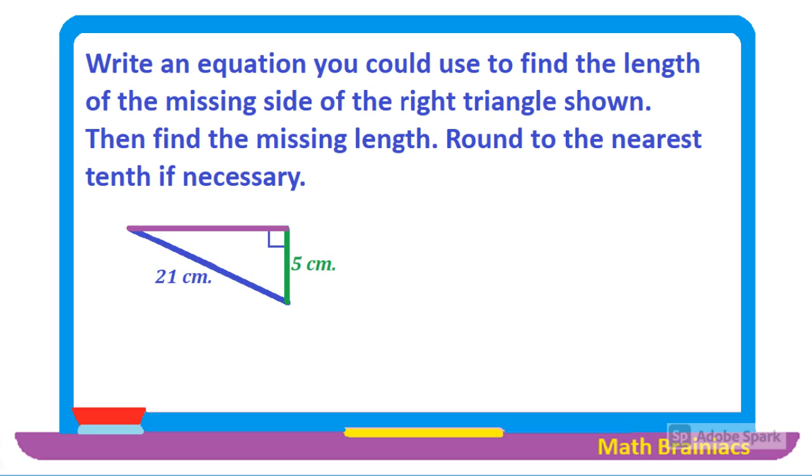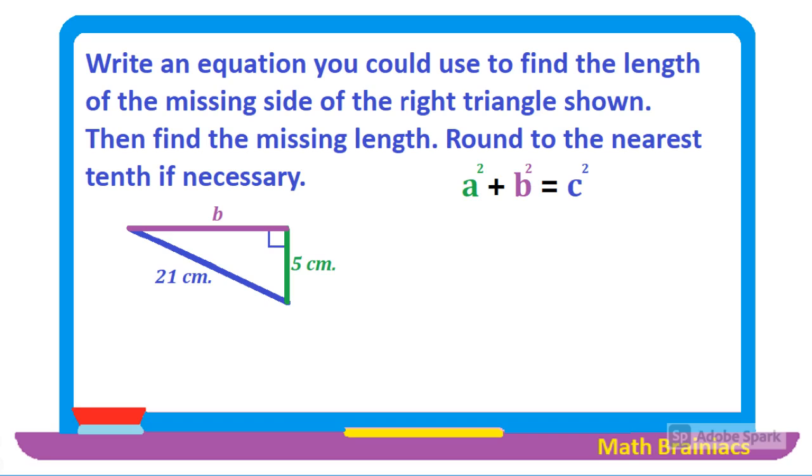Let us work on another example so that you can hit it off. Write an equation you could use to find the length of the missing side of the right triangle shown. Then, find the missing length. Round to the nearest tenth if necessary. Opposite the right angle is the hypotenuse, which is 21 cm, while one leg is 5 cm. So we are going to look for another leg.